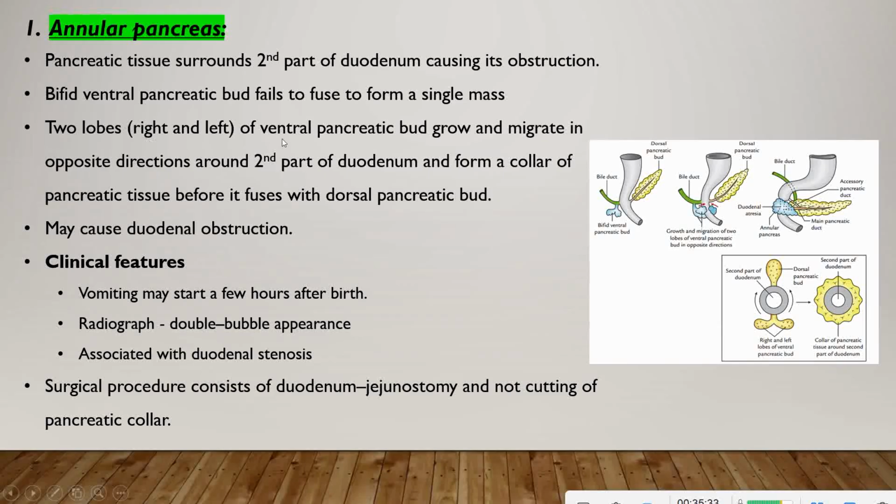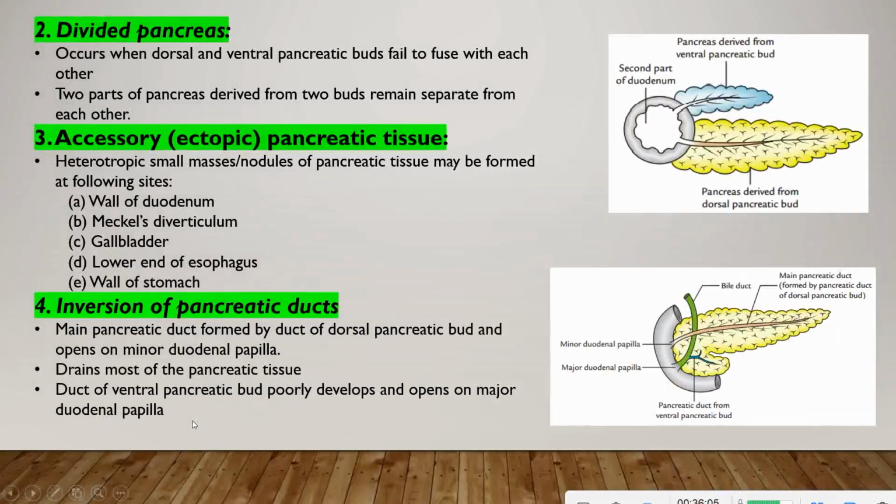The two lobes, right and left, of the ventral pancreatic bud grow and migrate in opposite directions around the second part of the duodenum, and they form a collar of pancreatic tissue before it fuses with the dorsal pancreatic bud. Clinical feature can be vomiting, which may start a few hours after birth. Radiograph appearance will be a double bubble appearance, and it will be associated with duodenal stenosis. The surgical procedure consists of duodenojejunostomy, and not cutting of the pancreatic collar.